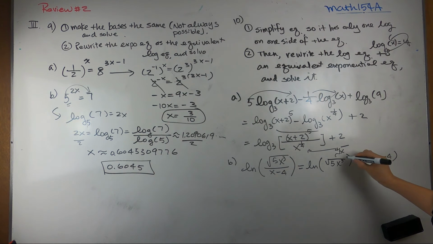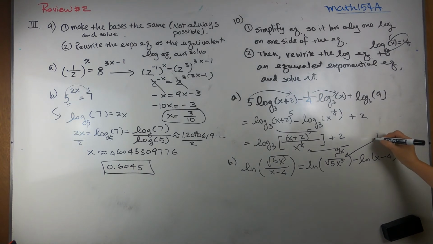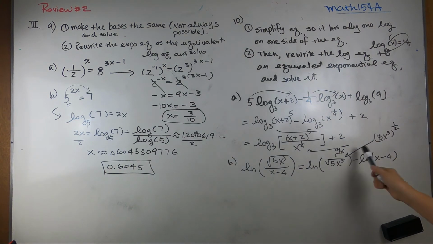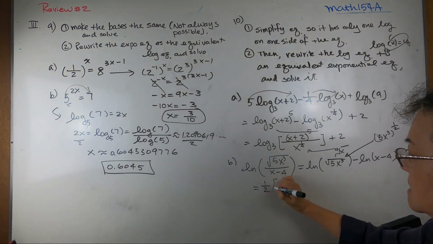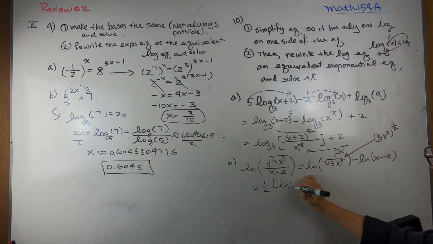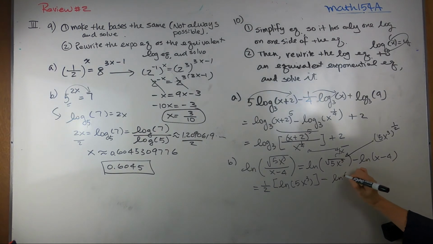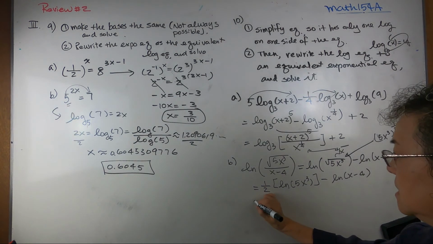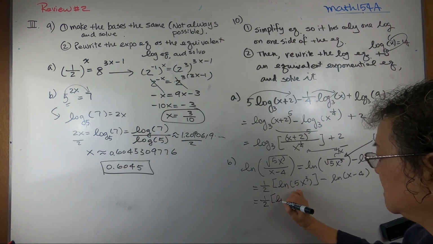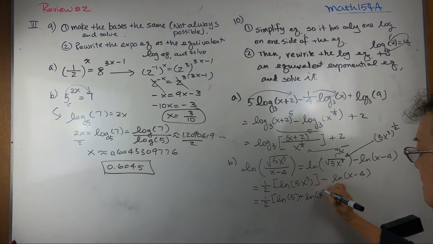But for this one, you have too many powers and too many variables, so you have to split them. That's 5x cubed to the half power, right? Then you split them. You take the half outside. So that would be this one, half of the natural log, and what's inside? 5x cubed, right? Minus this one. But you still have too many elements here, so what do you do? You separate them. If it's multiplication inside, it means you add them individually.